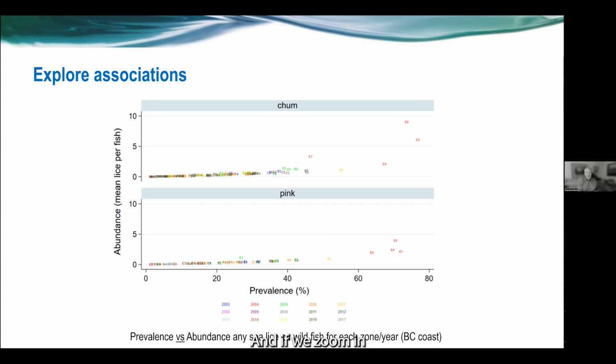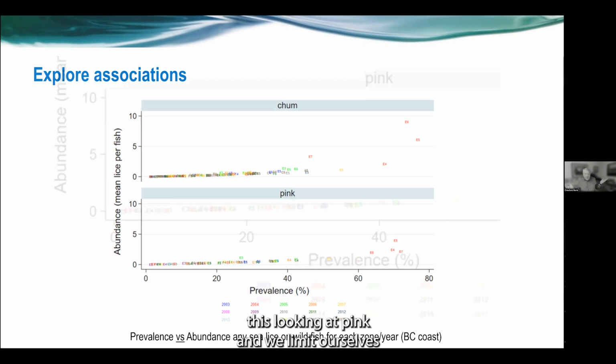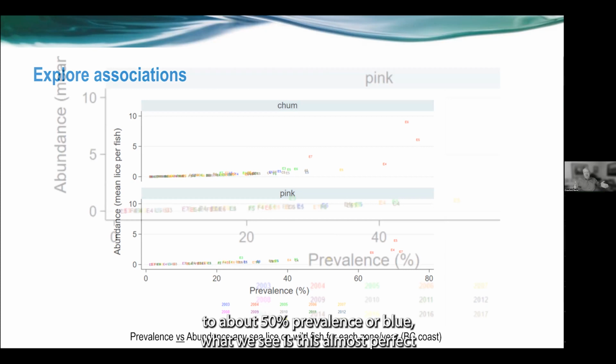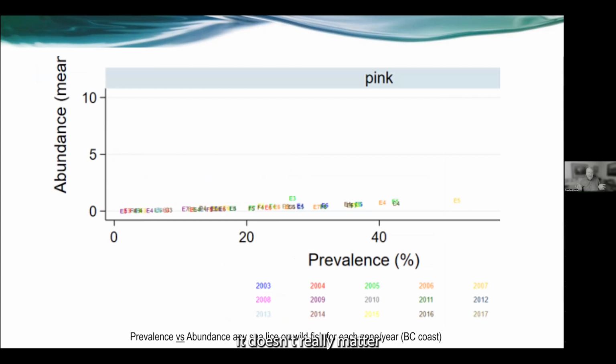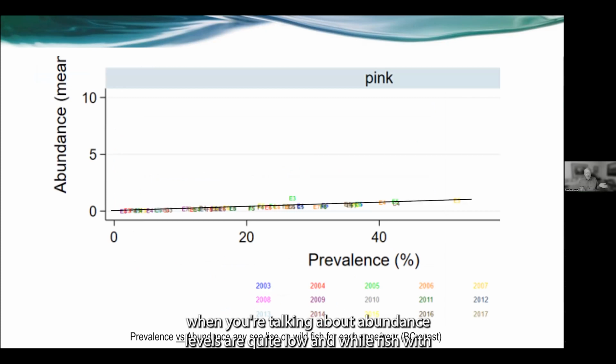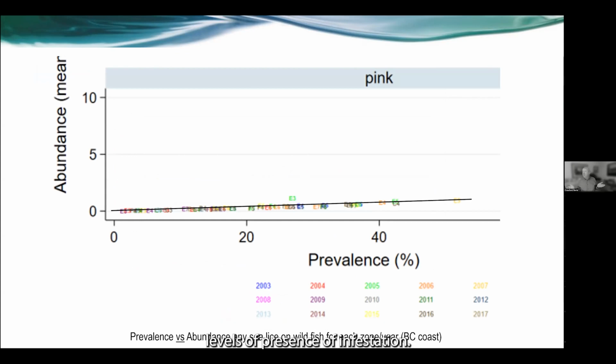And if we zoom in to this, looking at pink, and we limit ourselves to about 50% prevalence or below, what we see is this almost perfect straight line over these 14 years of data, i.e. it doesn't really matter when you're talking about abundance levels that are quite low on wild fish with prevalences less than 50%. It doesn't matter whether you talk about prevalence or abundance. These are essentially one and the same thing at these low levels of presence of infestation.